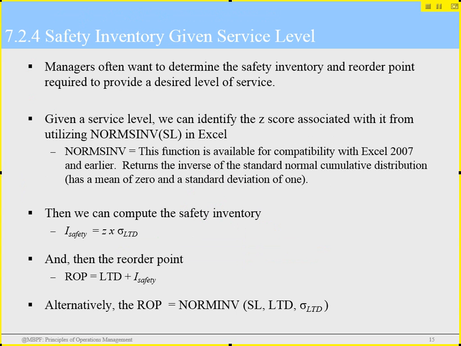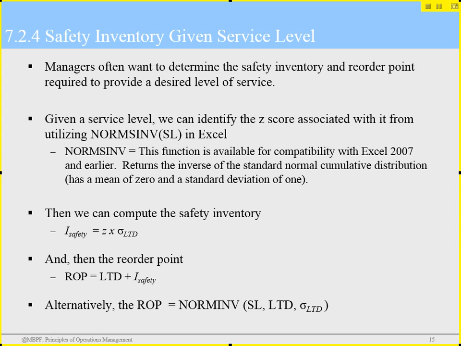Here I've got the written example. We often want to determine what safety inventory and reorder point is required for a particular level of service. If we have a given level of service, we can identify the z-score from the NORMS INV. With the S, you only have to put in the service level, and that returns the inverse of the standard normal cumulative distribution, which has a mean of 0 and a standard deviation of 1, which is the z-score. Then we can compute the safety inventory: the z-score times the standard deviation of demand during lead time gives us our safety inventory.